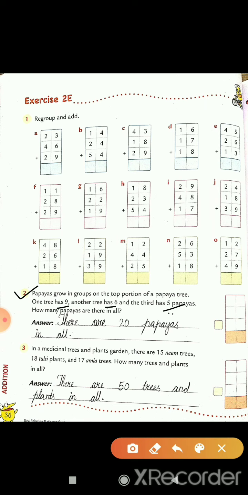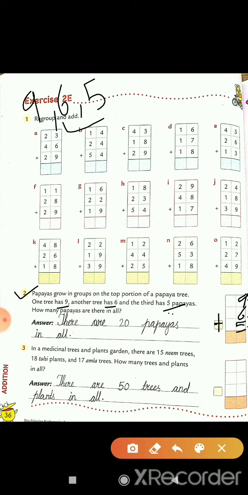Remember, when we are writing the numbers, we have to write the numbers properly according to their place value while adding. Here 9, 6 and 5 all are single digit numbers. So we have to write them in the column of ones. So write 9 in the column of ones, then 6 and then 5. And here in this box, the sign of plus, as we have to add them. Now add 9, 6 and 5 together.